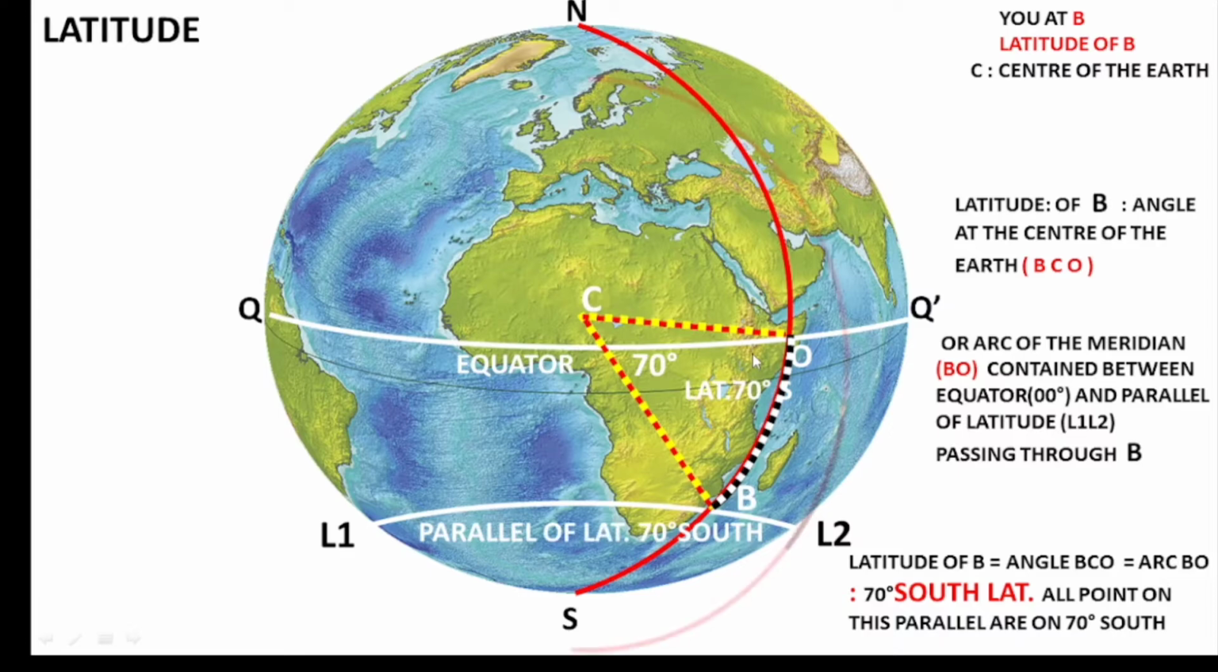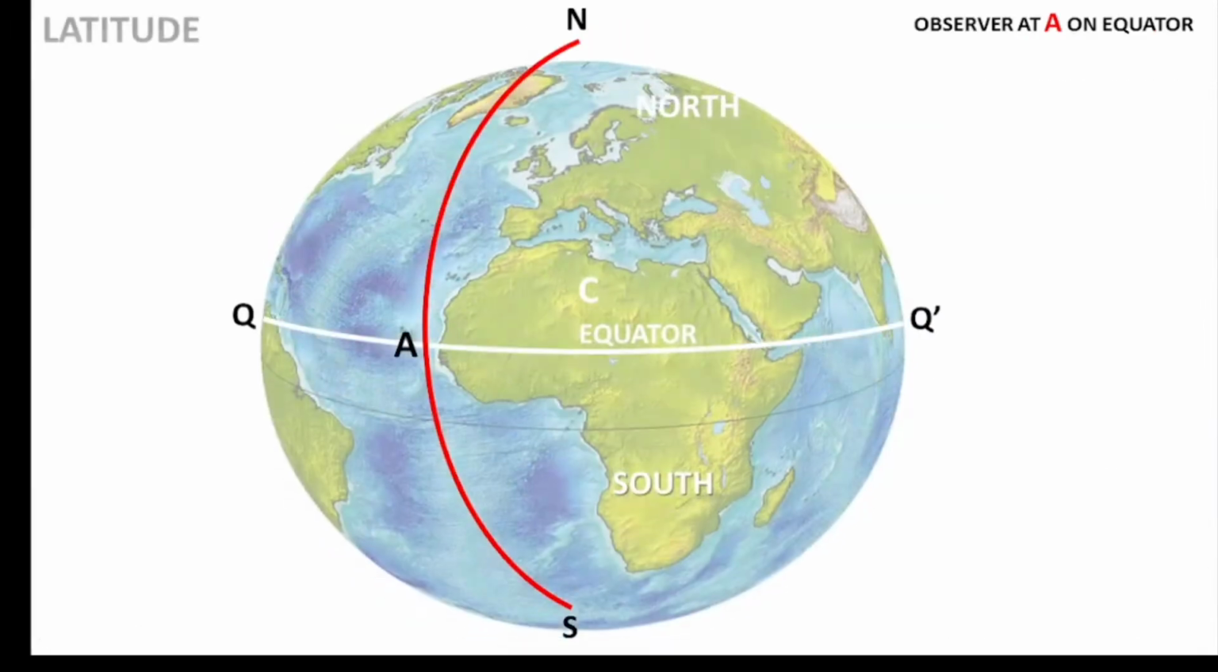And all the points on this parallel of 70 degrees would have the same latitude, 70 degrees south, which I'm just trying to show you here with this meridian and this arc. This arc will be the same between these two parallels of latitude, and it will form the same angle at the center of the Earth. So all points on L1, L2 will have the same latitude of 70 degrees south.